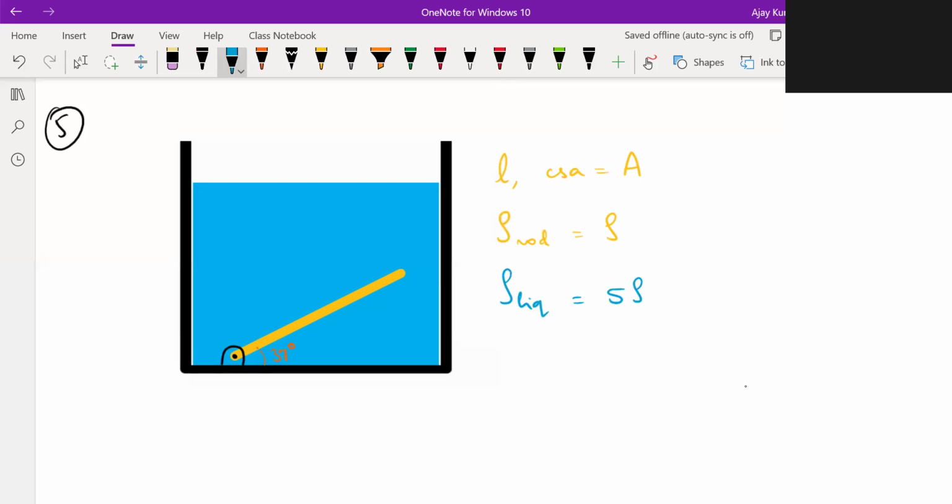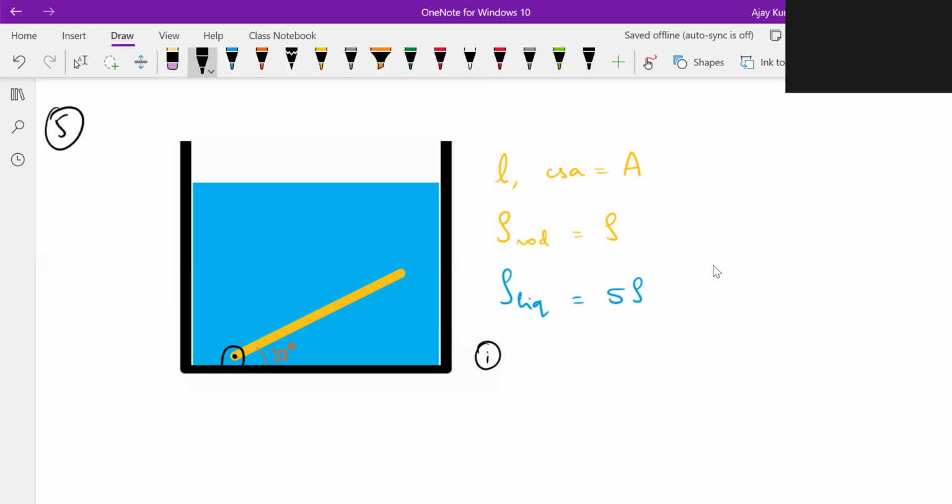So the rod is made of a material whose density is less than that of the liquid. So naturally, it will have a tendency to rise up, but it is hinged at one end, so it can't rise up completely, but it can rotate. So I want you to write down expressions for first.